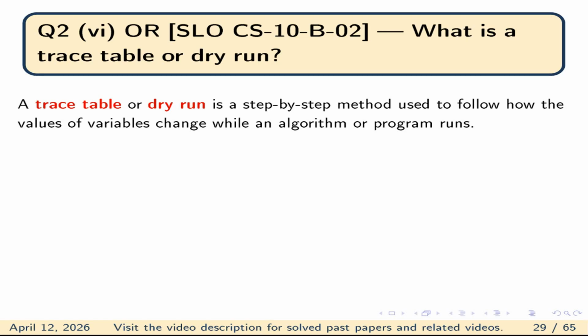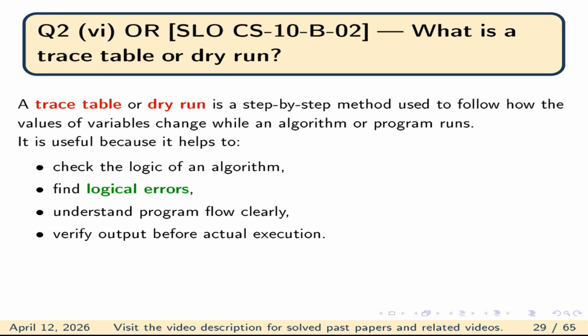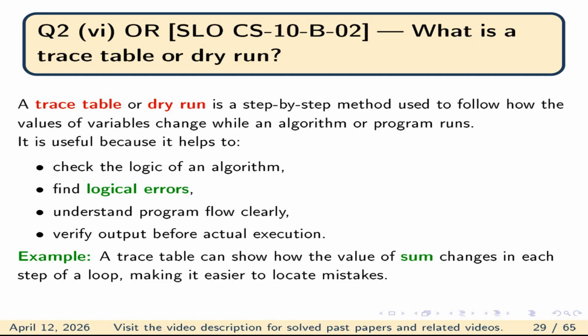Alternate part is what is a trace table or dry run. A trace table or dry run is a step-by-step method used to follow how the values of variables change while an algorithm or program runs. It is useful because it helps to check the logic of an algorithm, find logical errors, understand program flow clearly, and verify output before actual execution. Example, a trace table can show how the value of a sum changes in each step of a loop, making it easier to locate mistakes.